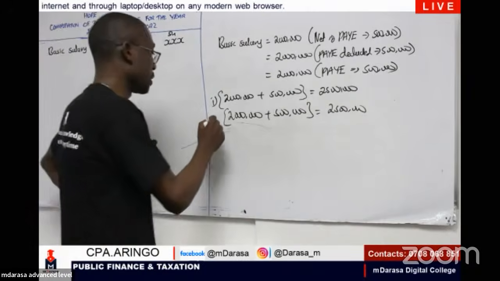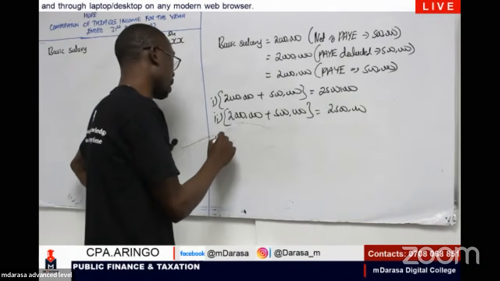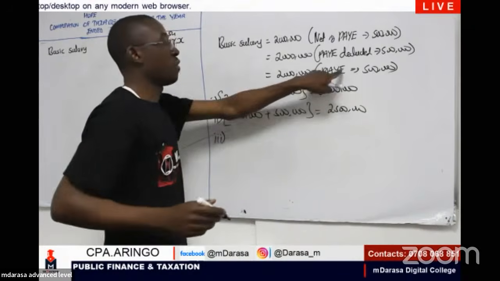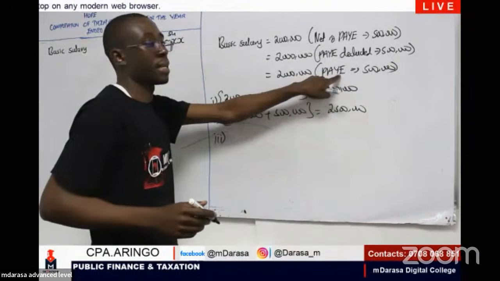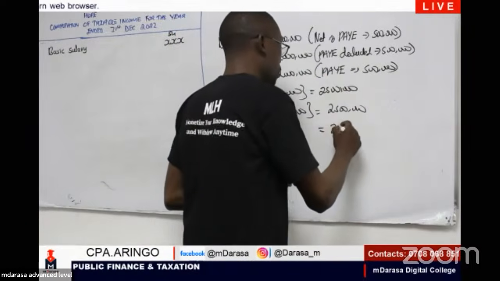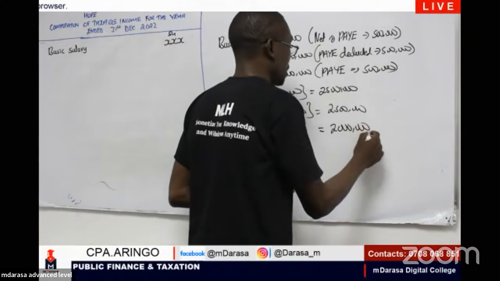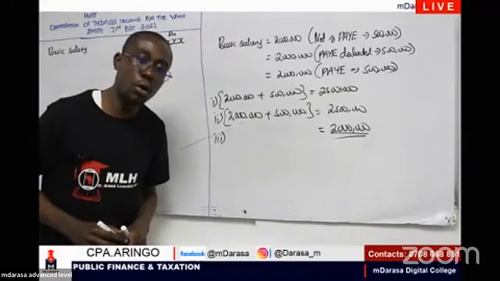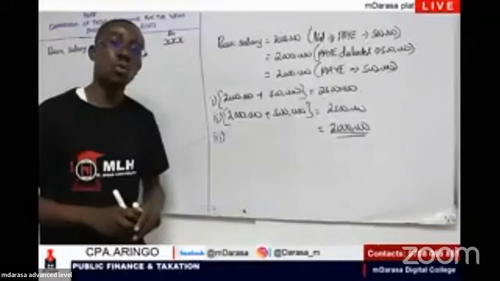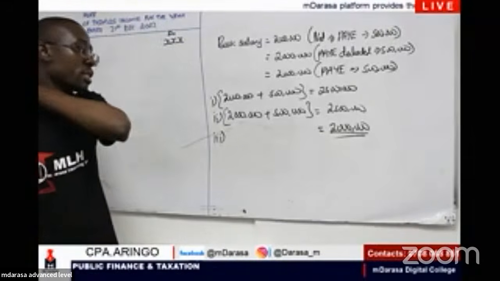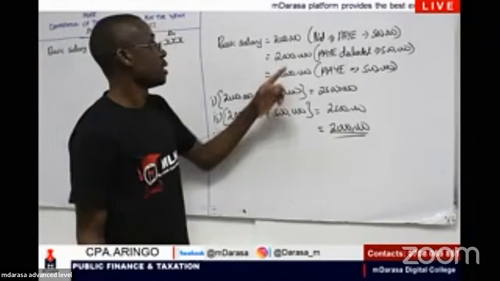The third statement, I'm given 2 million, then just PAYE in bracket. Whenever I'm given this in the case of exams, it means that the 2 million is inclusive of PAYE. So therefore, the basic salary that I'm supposed to take is 2 million. Very important for you guys to always master that.